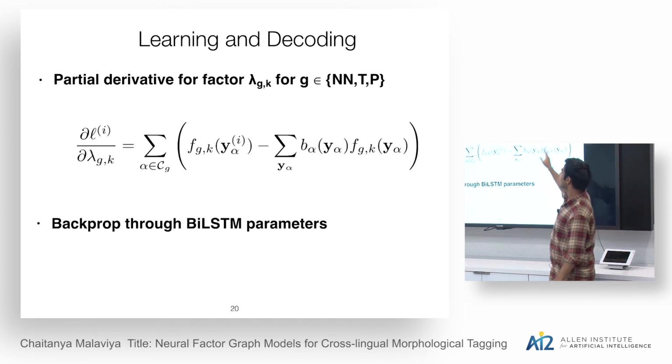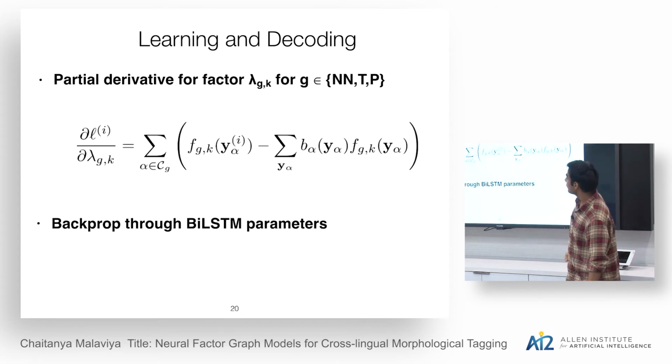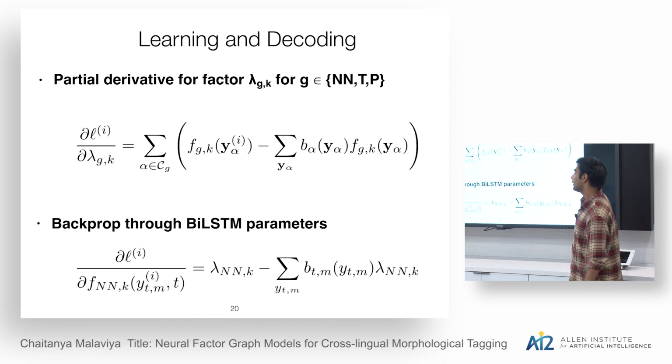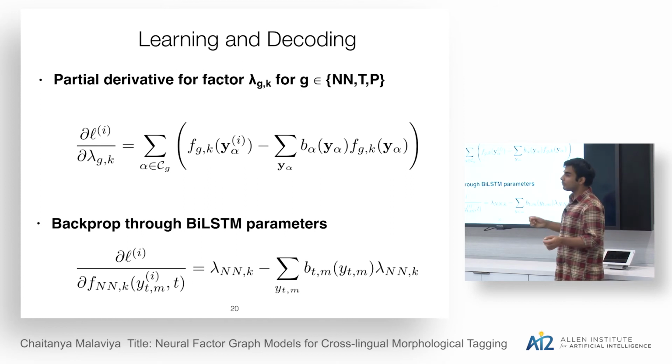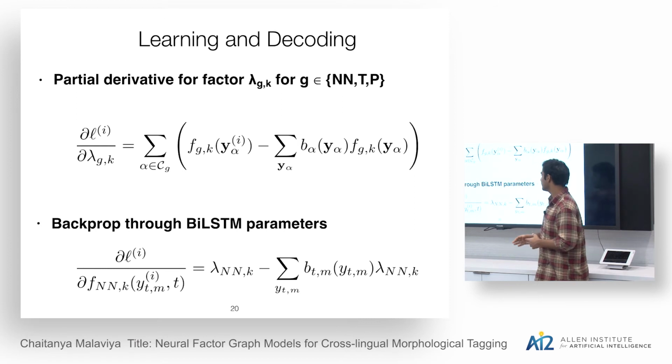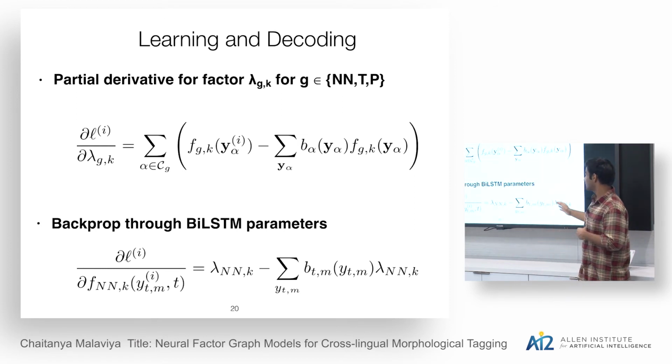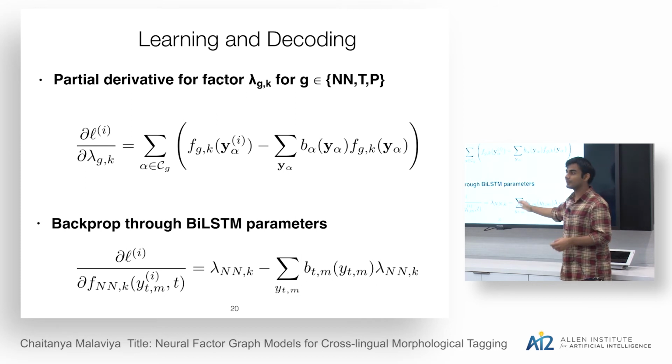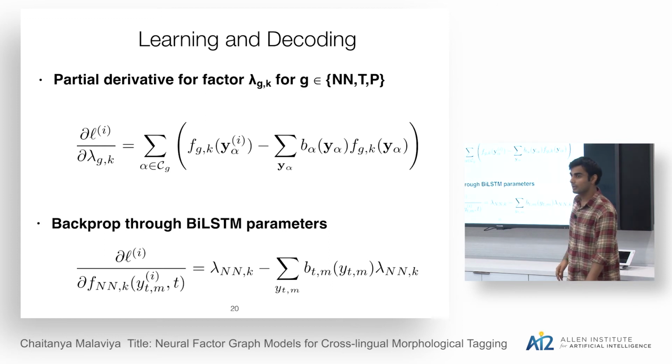So now we have the updates for all the lambdas or the weights in our graphical model. We would also like to backprop through the bi-LSTM parameters, and the partial derivatives for that also look very similar. We have the feature values subtracted by the expected feature values under the model's approximate distribution, represented by the beliefs that we get after performing inference.